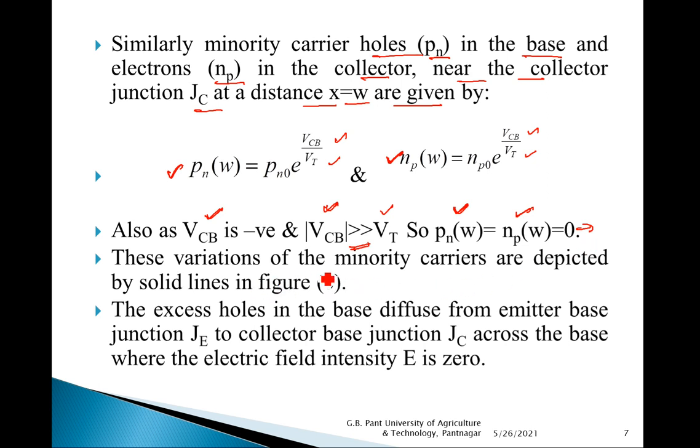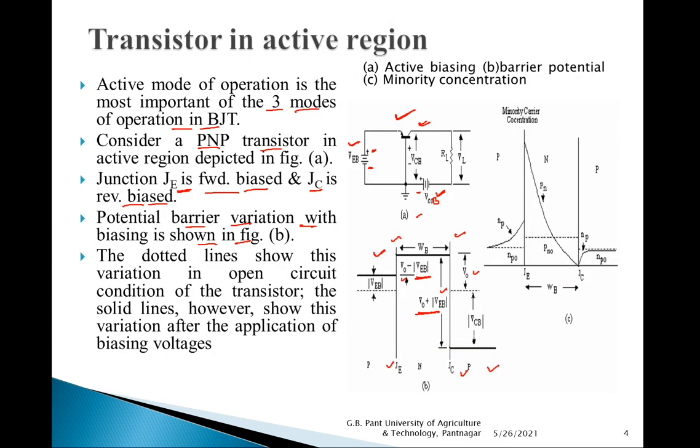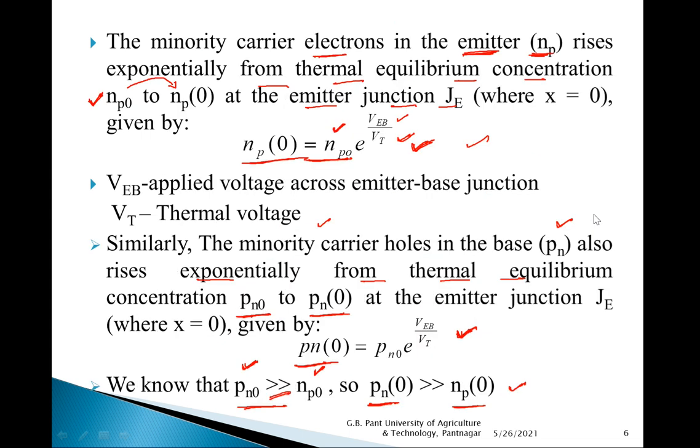Now this variation of the minority carriers is depicted by solid lines in the previous figure, as I had shown you in this figure. These solid lines depict the variation of the minority carrier concentration in these regions. This is your emitter region, this is your base region, and this is your collector region.